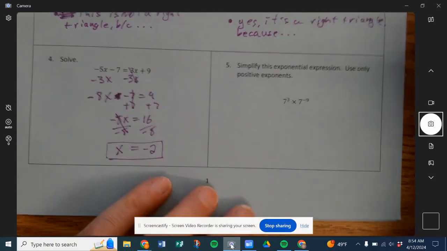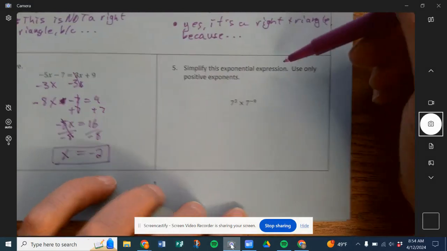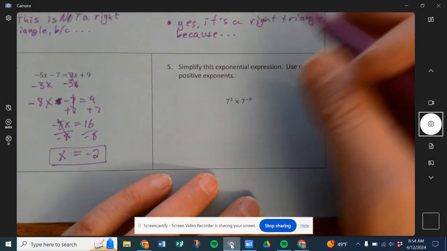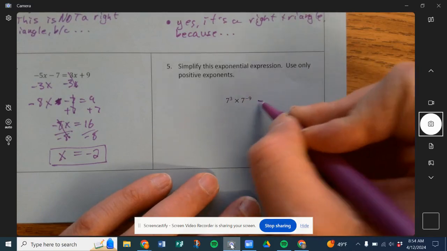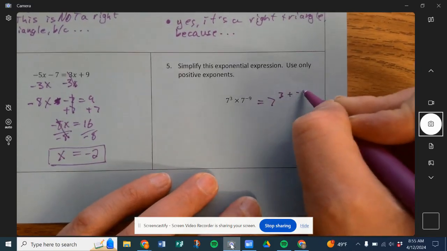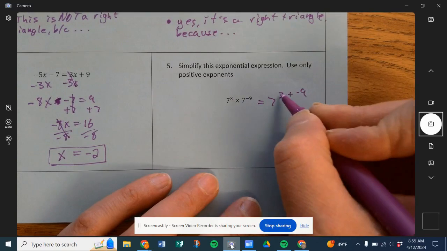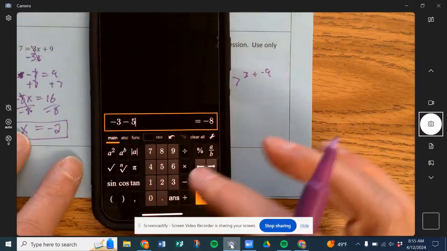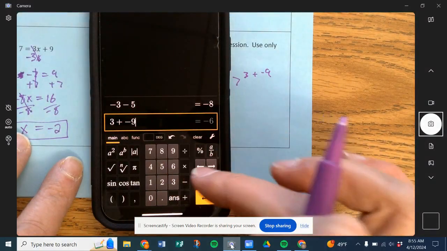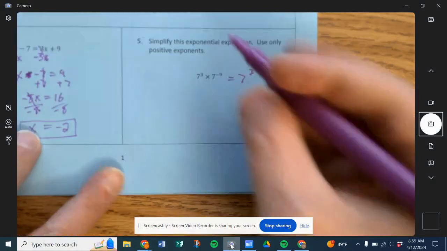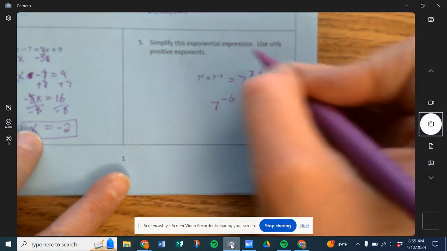Simplify this exponential expression. Use only positive exponents. So when I'm multiplying like this, it basically simplifies to adding the exponents, 3 plus -9. I can just put this in the calculator. 3 plus -9 gets us to -6. So that becomes 7 to the power of -6.